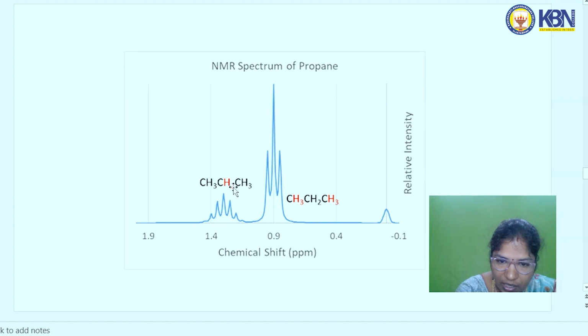For CH2, a CH3 group is attached on one side and another CH3 group on the other side. The number of neighboring protons is overall 6, so 6 plus 1, and it is observed as a septet. So the CH3 group is observed as a triplet and the CH2 group as a septet in the simple propane NMR spectrum. This is the reference compound, tetramethylsilane. CH2 protons appear at 1.4 ppm as a septet and CH3 protons are observed at 0.9 ppm as a triplet.